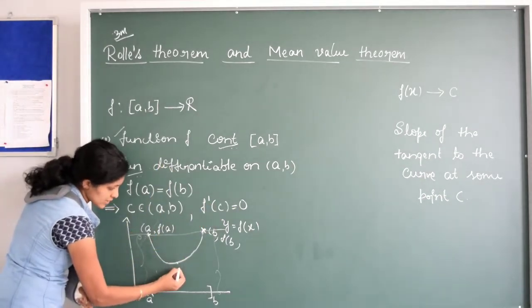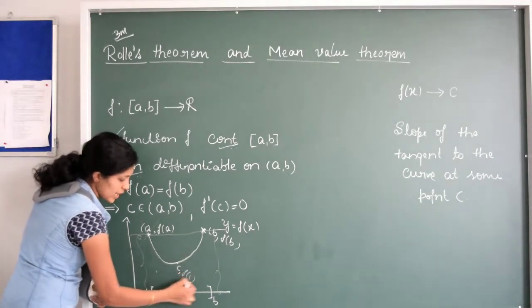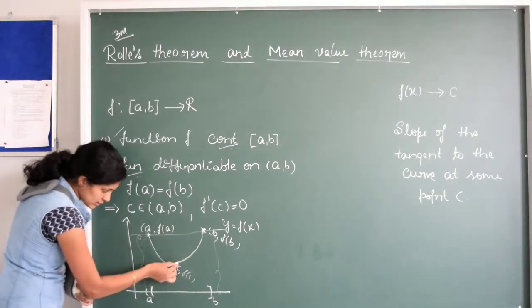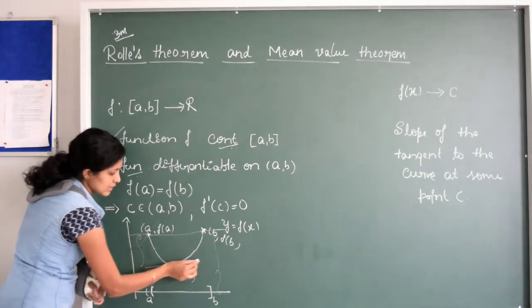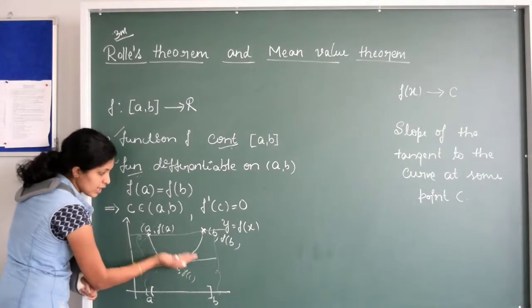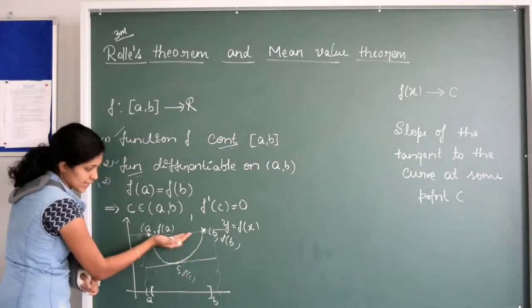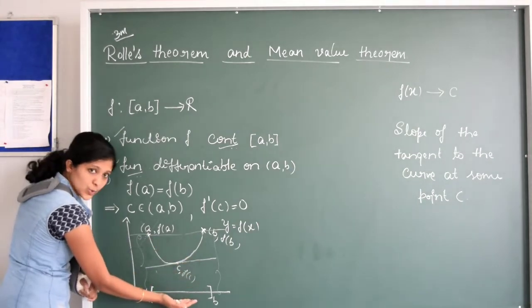Observe this. If I consider the point C here, the point will be now C and f of C, right? Now here I can draw the tangent at this point. Is it clear? If you draw the tangent at this point, you can observe this one. This line will be parallel to this one, right? So this line is parallel to the x-axis.